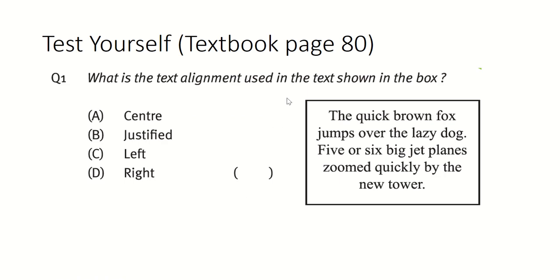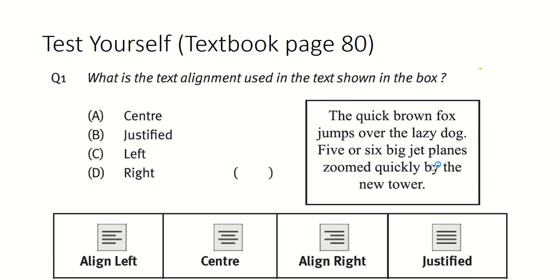Okay, look at your textbook, page 80. You're doing the test yourself together. What is the text alignment used in the text shown in the box? This one. Do you have anything that is align left? No, this one is not align left. Do you have align right? No. So this is actually center. Okay, because if it's justify, all the left and right should be aligned properly. So this is center, not justify.